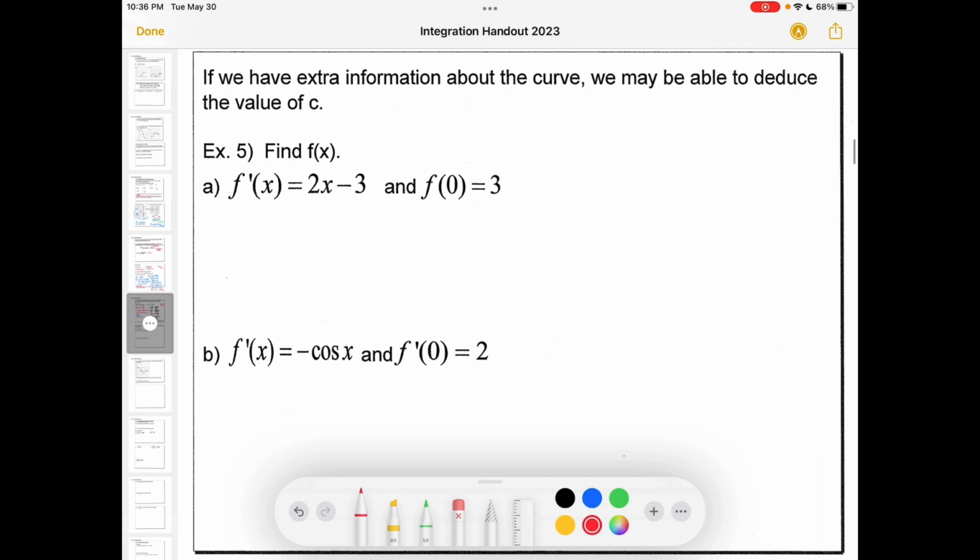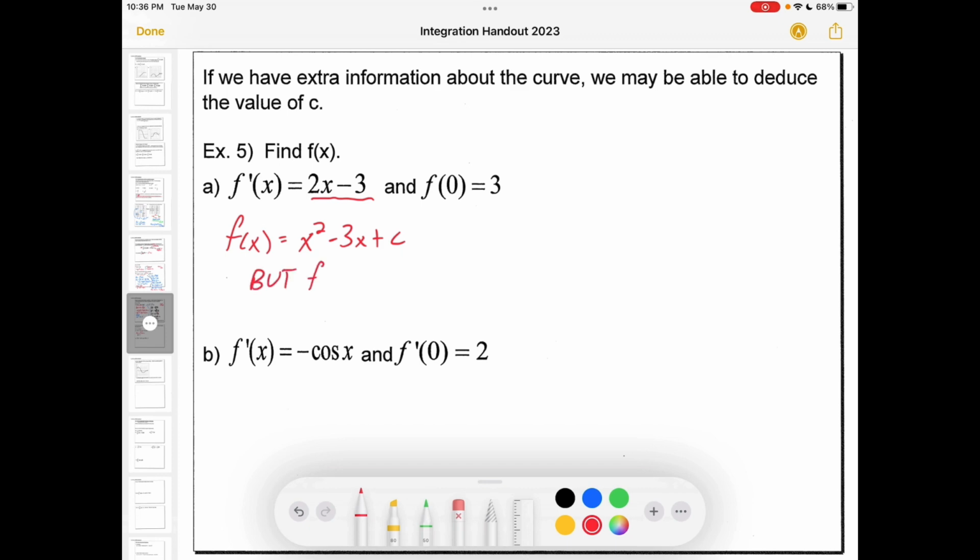Okay. One last thing. Sometimes we have a little bit of extra information, and we can deduce the value of c. So usually c is just unknown, but in a case like this one over here, f prime is 2x minus 3. All right, well, f of x is just going to be its indefinite integral. So let's just do that right away. It would be x squared minus 3x plus c. Okay, looks like c is unknown.